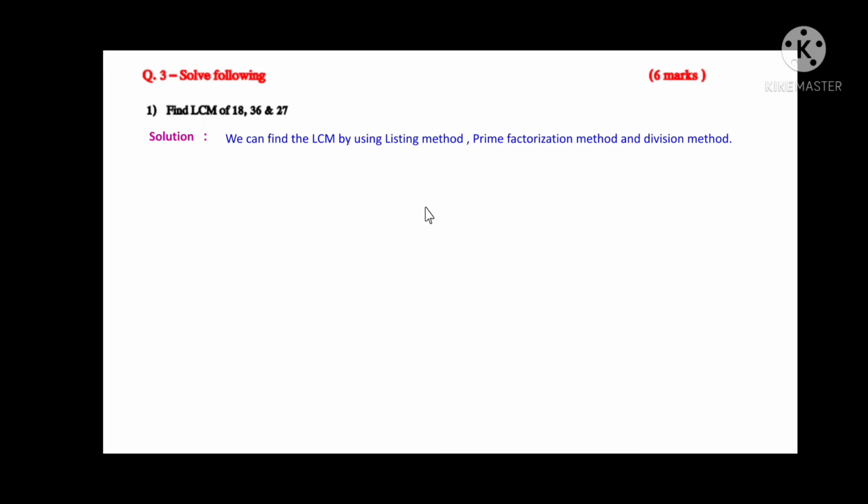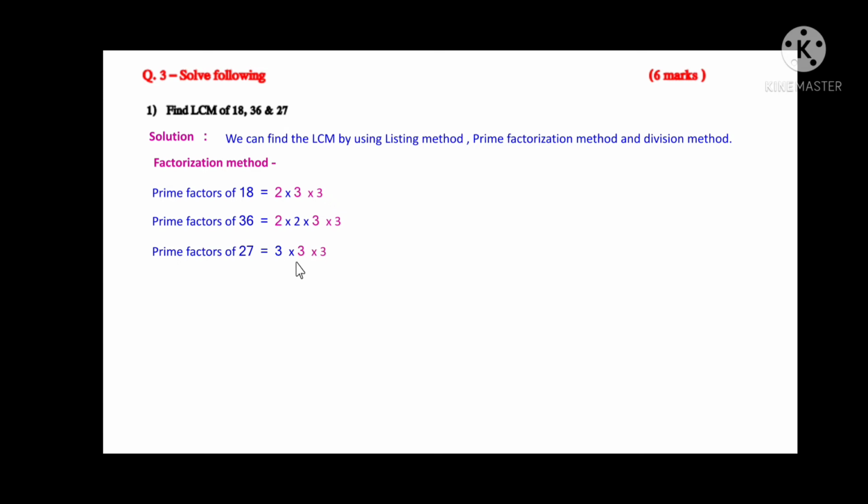Out of these three, we'll see two methods. The factorization method we'll consider first, that is the prime factorization method. Prime factors of 18 are 2 into 3 into 3. Also, prime factors of 36 are 2 into 2 into 3 into 3. And prime factors of 27 are 3 into 3 into 3.